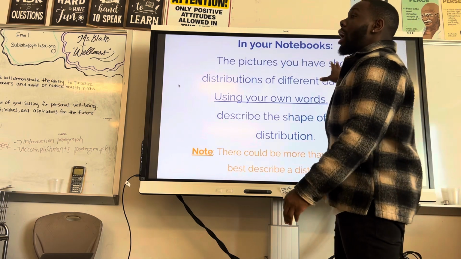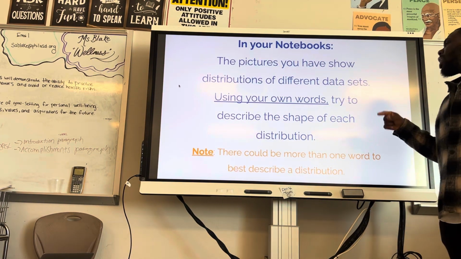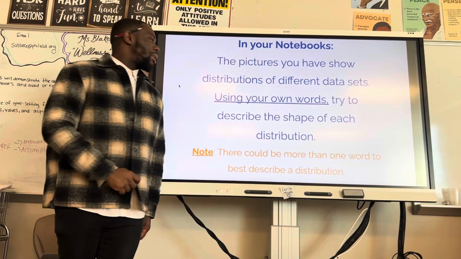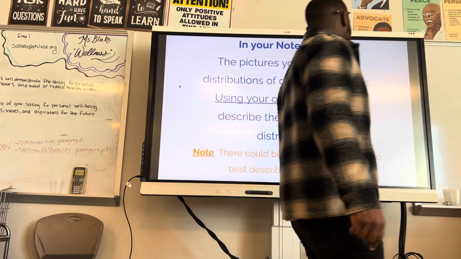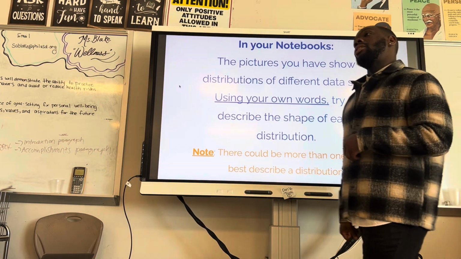The pictures that you have all show distributions of different data sets. Using your own words, try to describe the shape of each distribution. Describe it a little bit. Tell me something about it. There could be more than one word to best describe your distribution. Come up with anything you want.